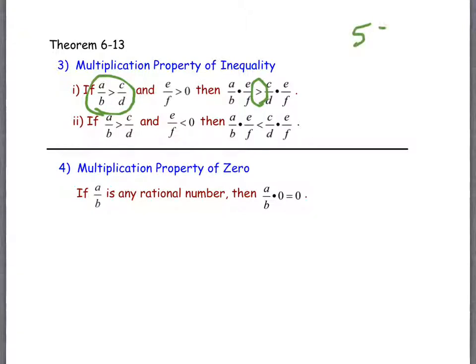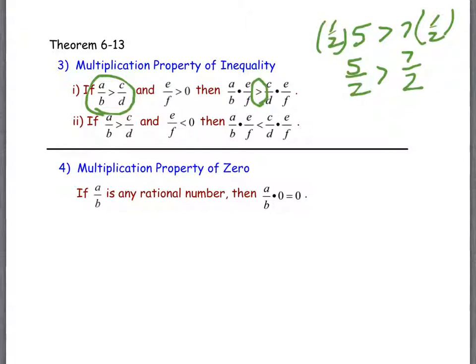So if I have 5 greater than 7, and I decide I'm going to multiply both sides by 1/2, well, then 5 halves is still greater than 7 halves. Now, that's not true, right? But if the first statement were true, the second one would be as well. Let me switch my 5 and 7 so that they make sense. Now the inequality is true. So if 7 is greater than 5, then 7 halves is greater than 5 halves.